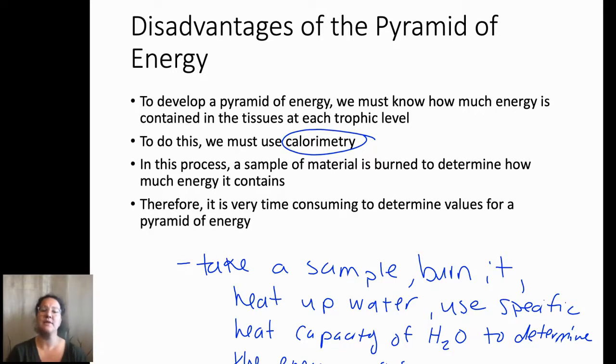So when we're looking at the disadvantages of the pyramid of energy, we must know exactly how much energy is contained in the tissue at each trophic level. To know this exactly, we must use calorimetry. This is when you take material and burn it, the water heats up, we can see how much the temperature changed in the water, and we can determine how much energy was in that sample. But it's really time consuming to determine the exact values for a pyramid of energy.